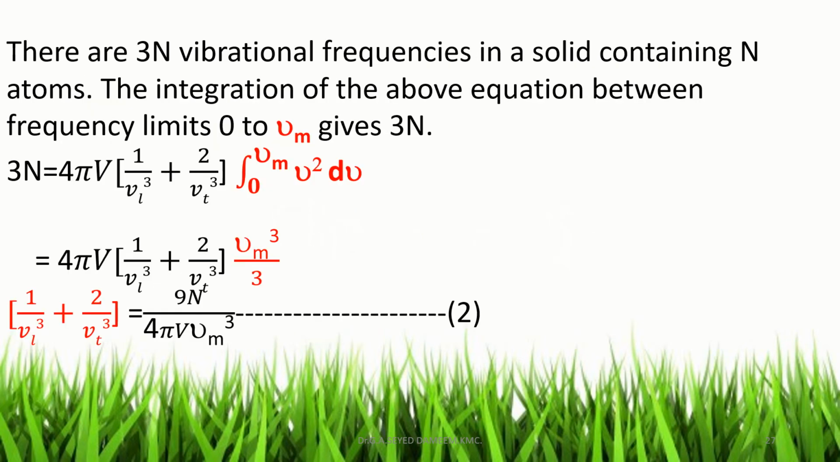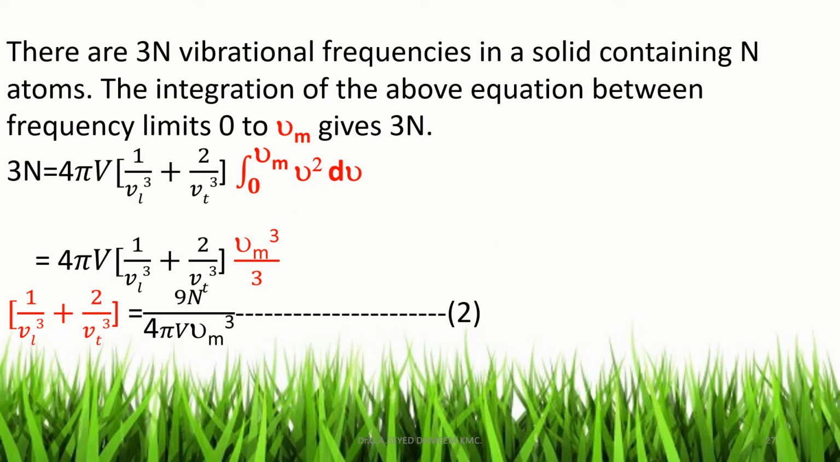There are 3N vibration frequencies in a solid containing N atoms. So the integration of the above equation between frequency limits 0 to ν_m gives the value of 3N. So the equation becomes 3N is equal to 4πV [1/v_l³ + 2/v_t³] integral 0 to ν_m ν² dν.